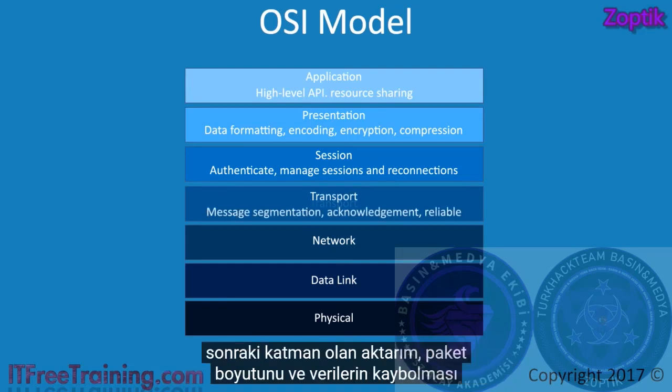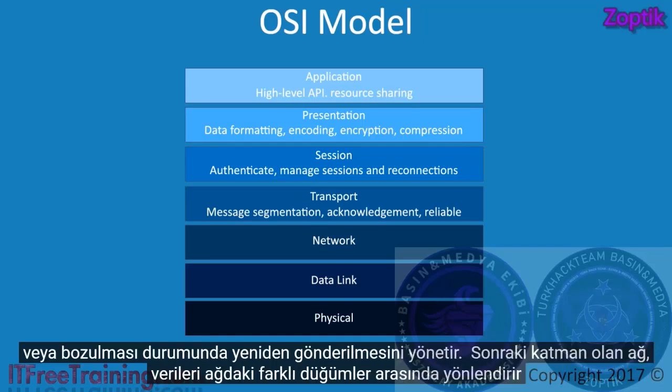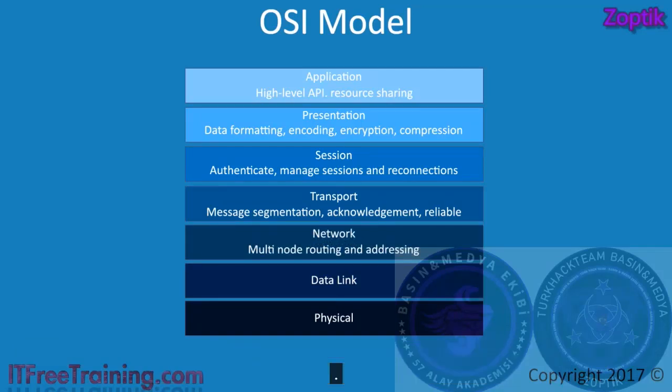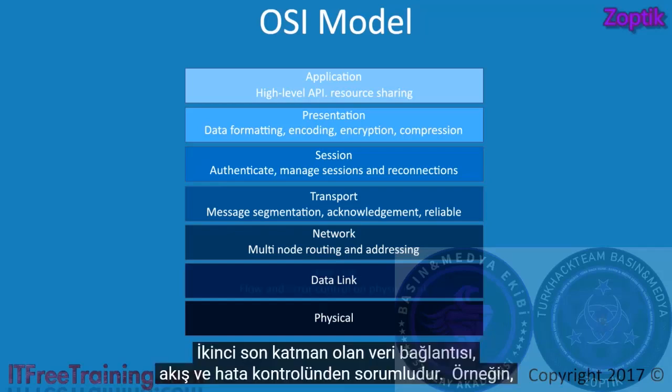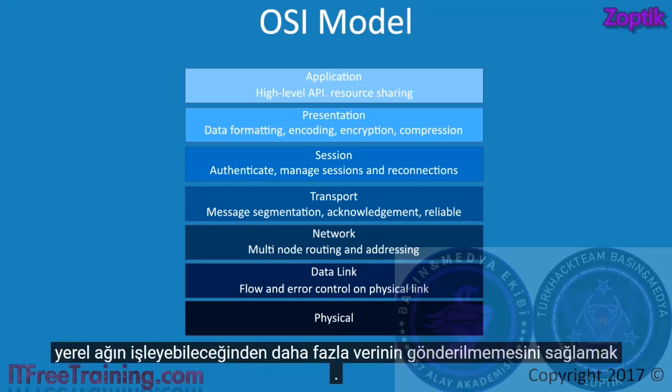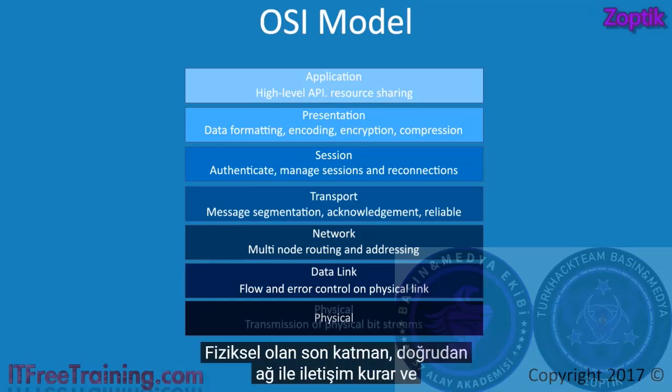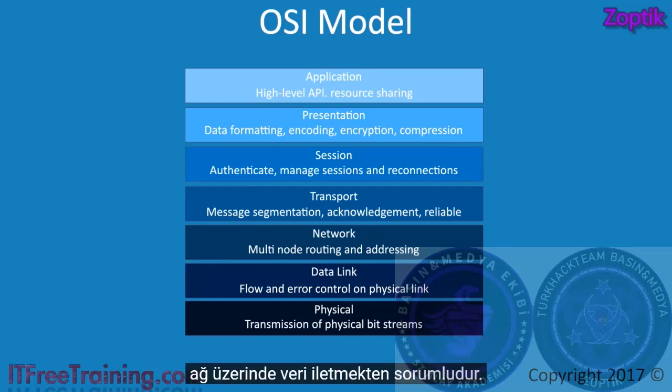The next layer, transport, manages packet size and the resending of data if it is lost or corrupt. The following layer, network, routes data between different nodes in the network. The second to last layer, data link, is responsible for flow and error control. For example, ensuring more data is not sent out than the local network can handle. The last layer, physical, communicates directly with the network and is responsible for transmitting data on the network.